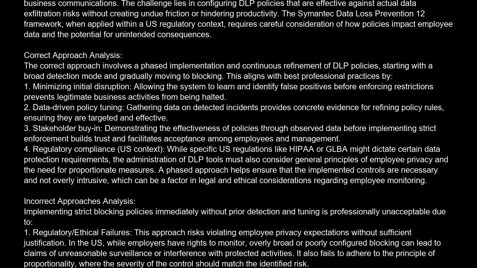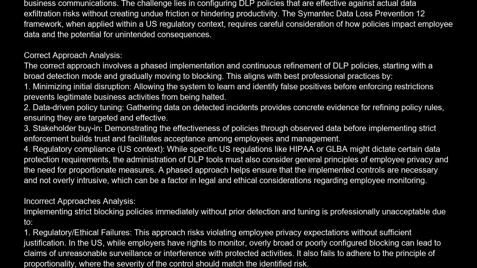4. Regulatory compliance, U.S. context. While specific U.S. regulations like HIPAA or GLBA might dictate certain data protection requirements, the administration of DLP tools must also consider general principles of employee privacy and the need for proportionate measures. A phased approach helps ensure that the implemented controls are necessary and not overly intrusive, which can be a factor in legal and ethical considerations regarding employee monitoring.